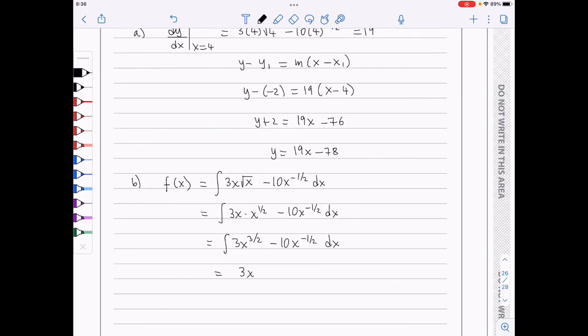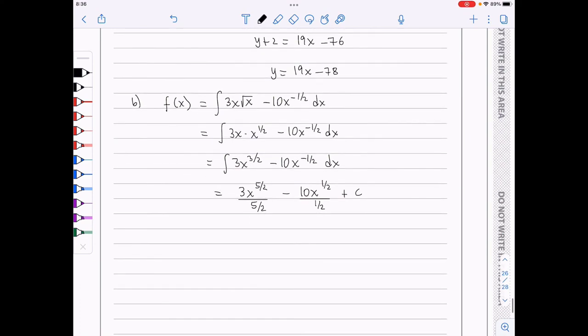I increase the power by 1 and divide by the new power, 5 over 2, minus 10x to the half over a half, plus c. Do not forget the c. This can be simplified into 6 over 5 x to the 5 over 2 minus 20x to the half plus c.